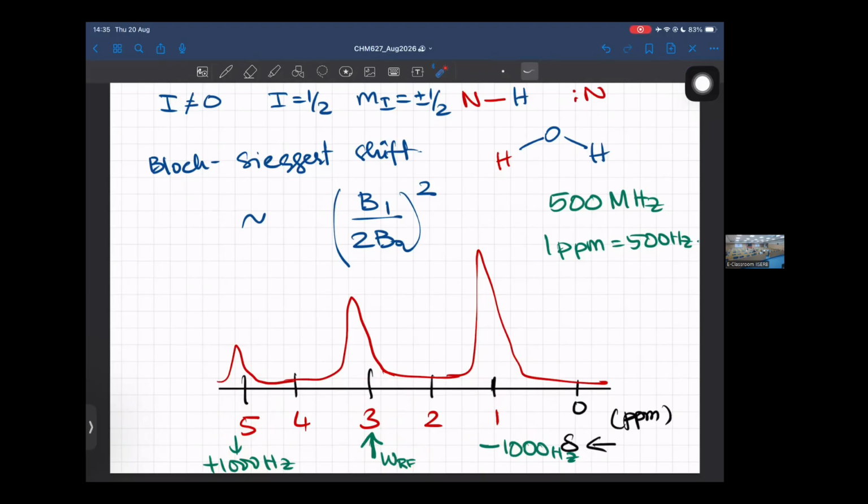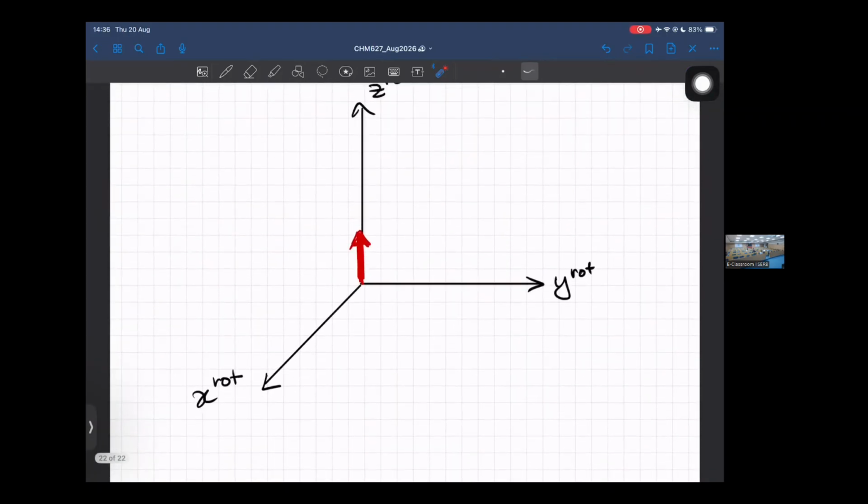Make sense? Okay, with that being the case, delta B naught could be pointing along the z-axis or minus z-axis. Please remember that. Currently, I'm drawing where the offsets are positive. Okay. Then what did we say? We applied a magnetic field B1 at a phase angle phi.